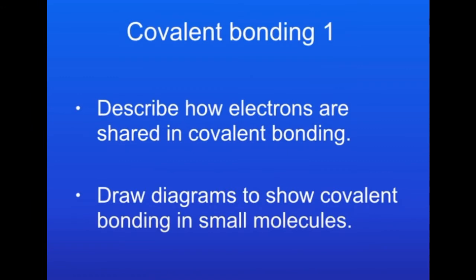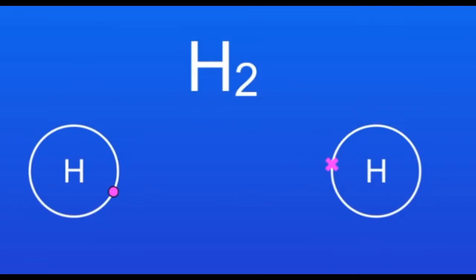You're going to learn how electrons are shared in covalent bonding and how to draw diagrams to show this. This is hydrogen. It has 1 electron in its outer shell. However, the symbol there is H2. That means 2 of them have to covalently bond and share, so they have 2 electrons in each of their outer shell. The H2 means it's a diatomic molecule, meaning you'll only find them with 2 covalently bonded together.